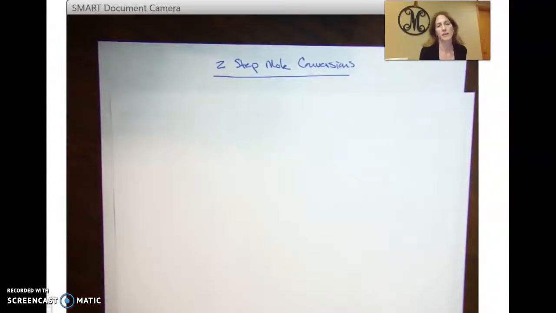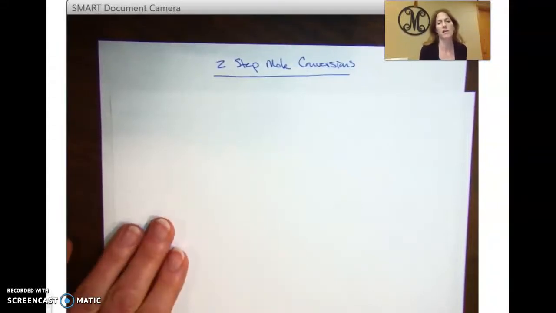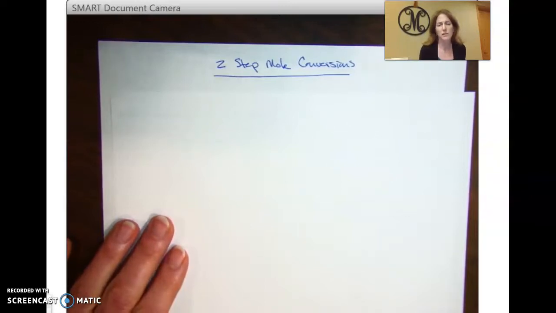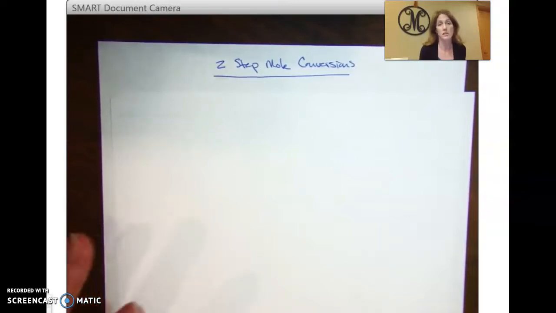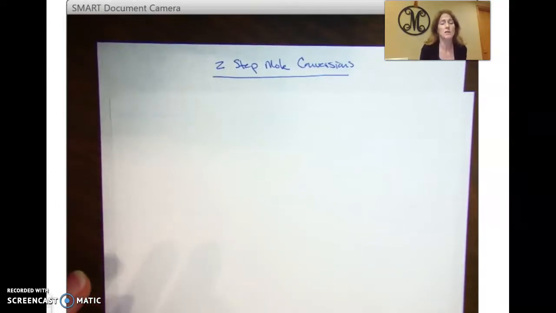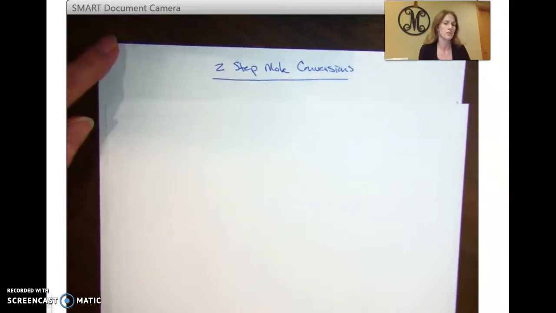Hello, welcome back. So here's a short lesson on some mole conversions that are a little bit more challenging than the ones we did before. These are two-step mole conversions. They can actually be condensed, and I will go through that with you.